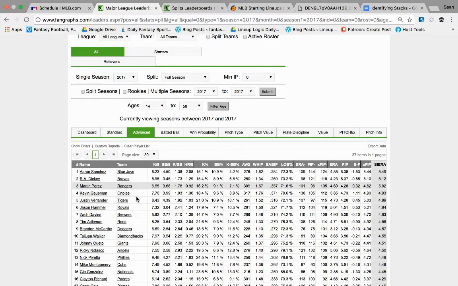We're going to notice some of these other names. Kevin Gausman's interesting because he's kind of trending in different directions. Justin Verlander, not someone you'd expect to see there, but the statistics don't lie. So already I'm noticing a couple names up here that I'm interested in going after, perhaps R.A. Dickey or Martin Perez. I'm going to make a note of those.